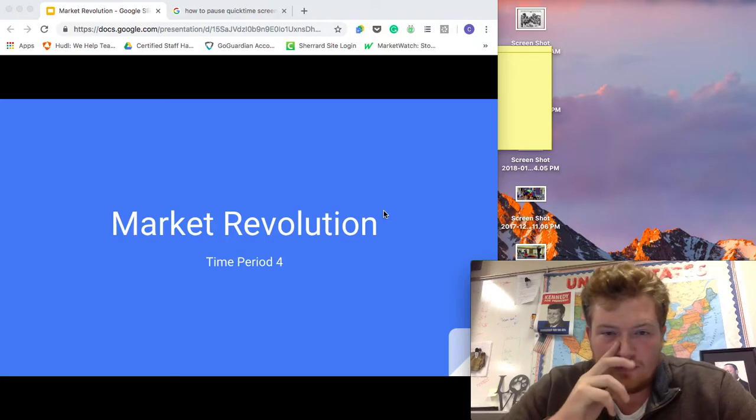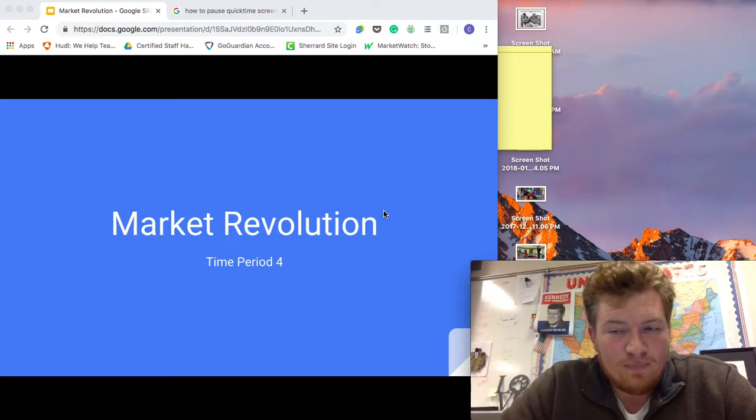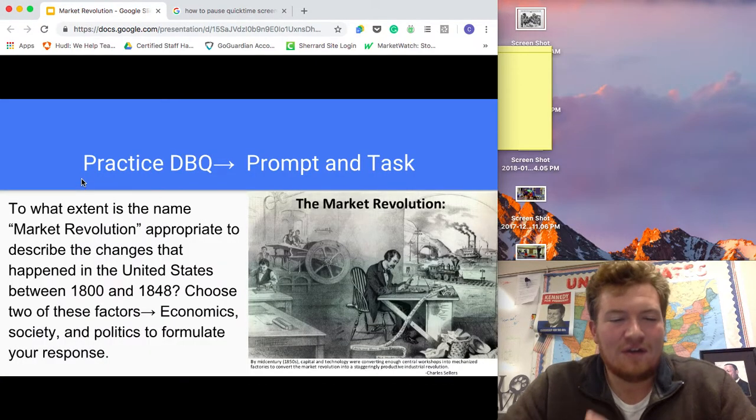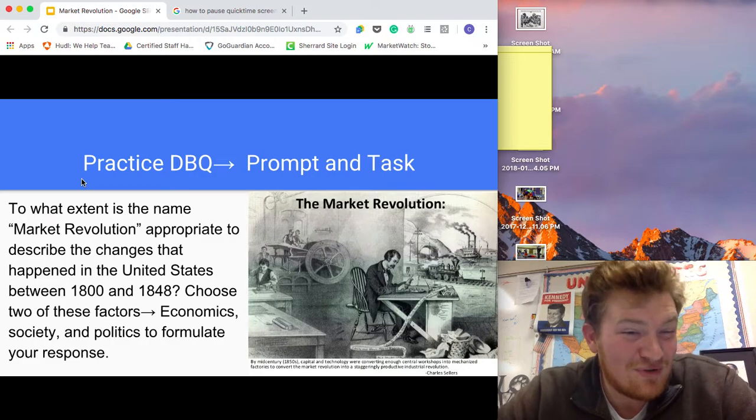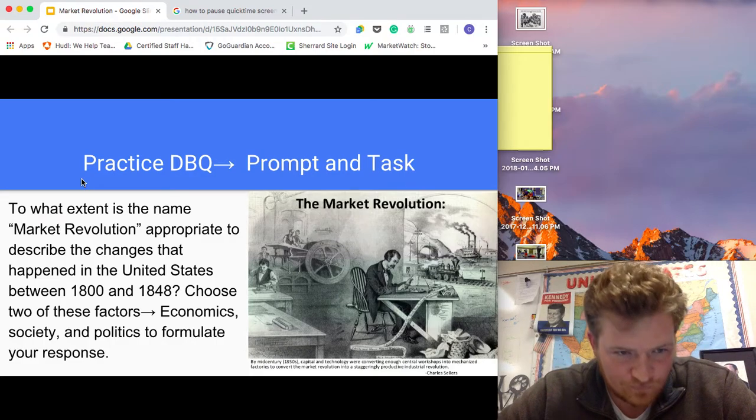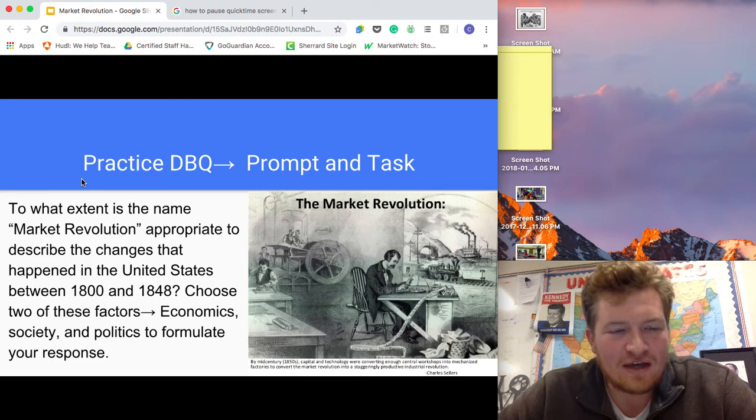Second, we have an in-class DBQ on Thursday, so this information is going to supplement Stacy and Heller to help you answer the prompt. Speaking of the prompt, it reads, to what extent is the name market revolution appropriate to describe the changes that happened in the United States between the years 1800 and 1848? Choose two of these factors, economics, society, and politics, to formulate your response.